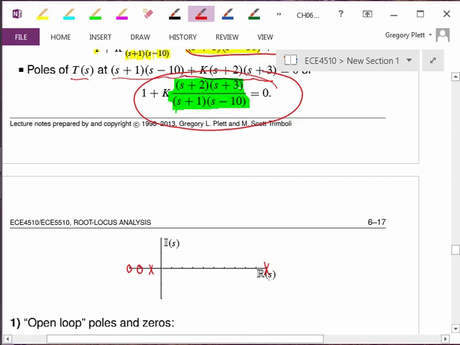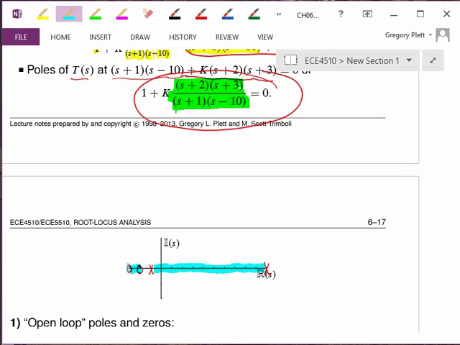Next thing we do, we consider where does the root locus exist on the real axis. So we take our cursor and we go to the right of everything, and then we move left. When we cross an odd number of things, we put the pen down, and then it becomes even, and then odd, and then even again. So what I've just highlighted is where the root locus exists on the real axis.